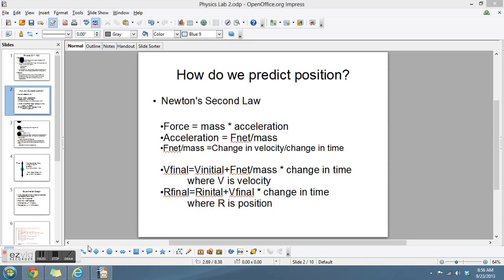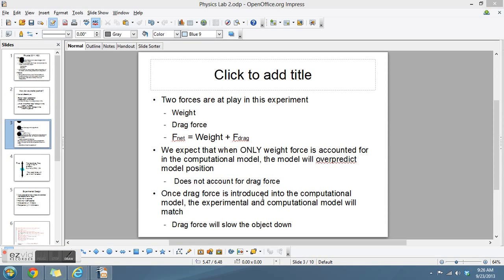As stated earlier, we're going to create two computational models. But why do we need to create two computational models? Why do we need to take into account drag force and weight force? Because force is a crucial part of Newton's second law. The total force in this experiment, F net, is equal to weight force and drag force. Both are at play in this experiment.